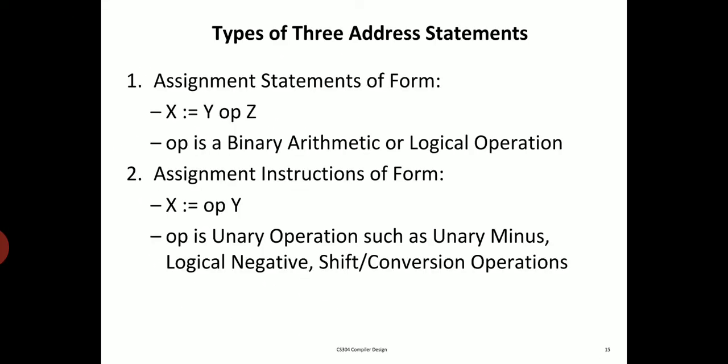There are different types of 3 address statements. This is also very important. First one is the assignment statement. How can we represent assignment statements using 3 address code? x is equal to y op z. It is an assignment statement. We are assigning the value of an expression y op z to x. Op is a binary arithmetic or logical operation. Such statements can be converted into 3 address code. Then assignment instruction of the form x equal to op y. It is a unary operation, op is a unary operation. This type also can be constructed as 3 address code.